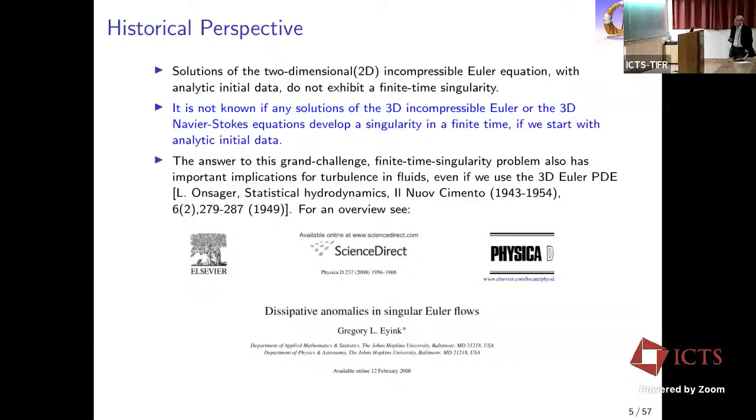The answer to this grand challenge finite time singularity problem also has important implications for turbulence in fluids, even if we use the three-dimensional Euler partial differential equation, as was first conjectured by Onsager and now has been proved. And some of this was already covered in earlier talks during this week. And if you want an overview of those problems, you can look at this paper by Greg Eyink.